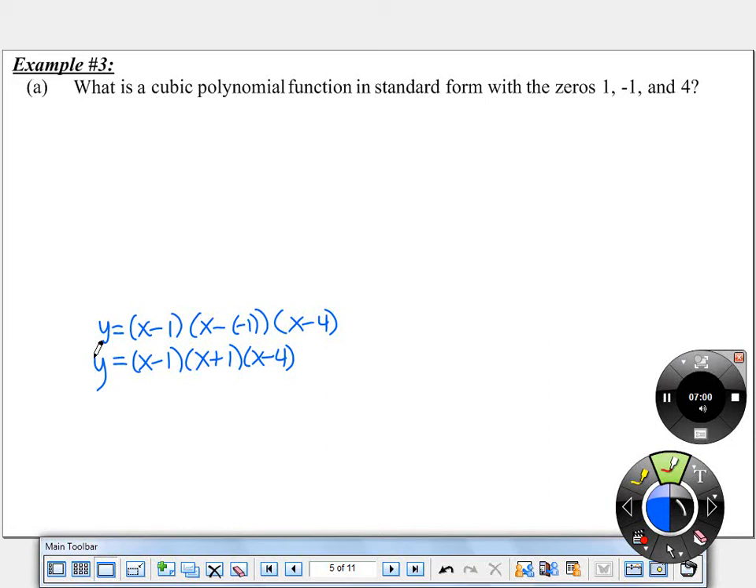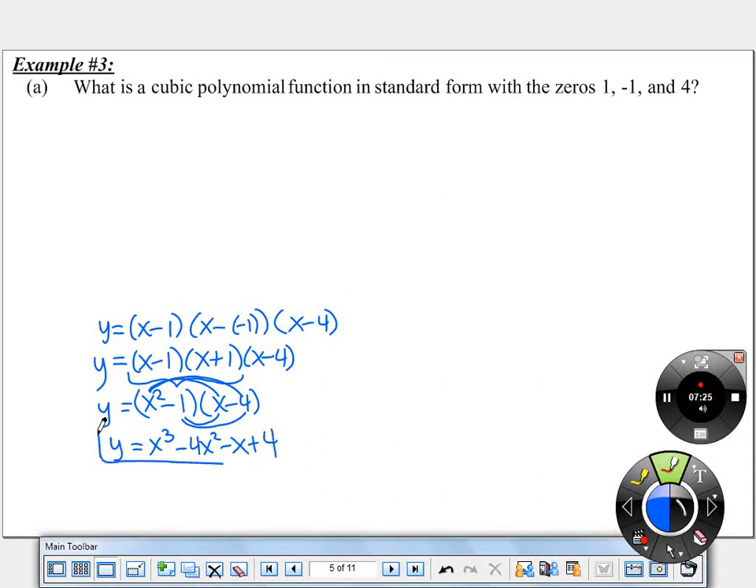They said to write it in standard form, which means we need to multiply it out. So if I multiply x minus 1 and x plus 1 together, I'll get x squared minus 1. Multiply that out on the side if you don't understand how I got that. I now need to multiply that times x minus 4. So I'm going to get x cubed minus 4x squared minus x plus 4. So here it is in standard form.